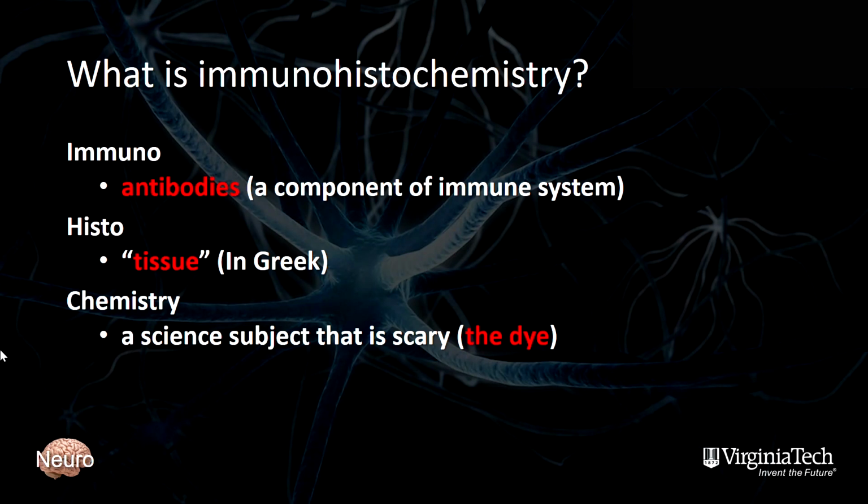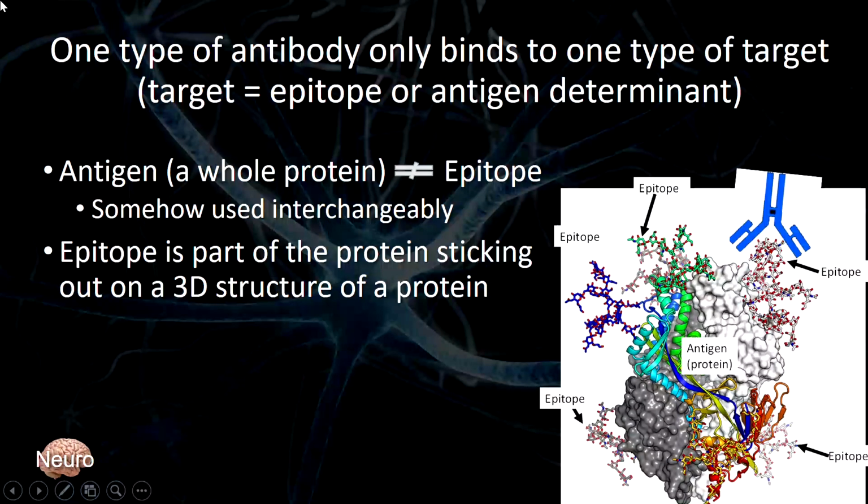And in the last two modules, the techniques that we covered didn't use the antibody. So that is called histochemistry. Before we talk about immunohistochemistry, there are some concepts that we have to understand. First one, you have to understand that one type of antibody only binds to one type of target. So there is a terminology for the target, which is called epitope or antigen determinant.